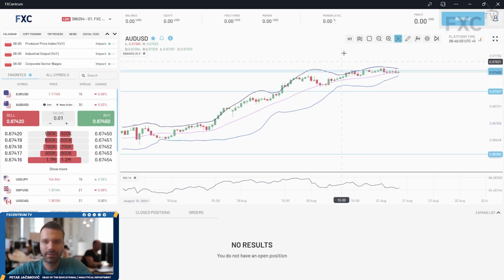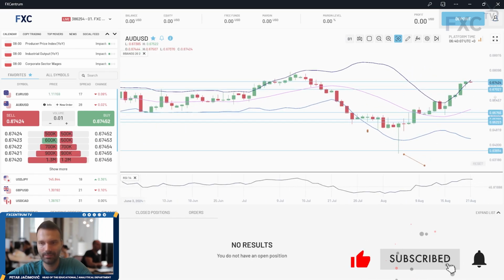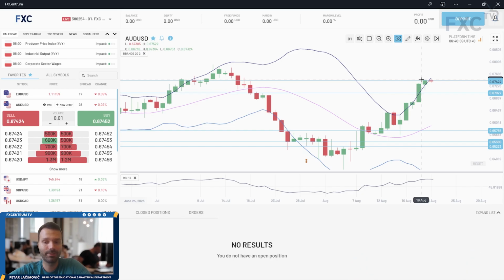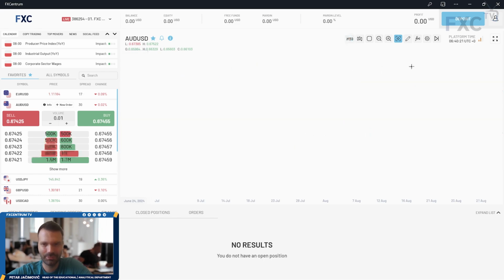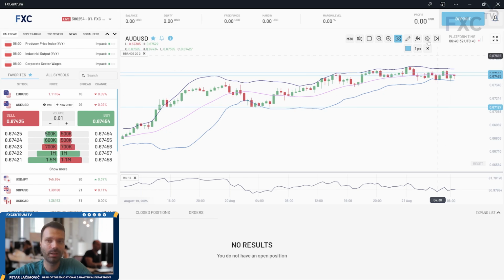On Australian dollar versus US dollar, the market is really trading around the upper Bollinger Band. Similar situation to the euro dollar, we have an extreme situation. We have two closes above the upper Bollinger Band, so we might see the rotation or consolidation at least on the Australian dollar versus US dollar. An eventual break of the 0.6730 can be a good sign for the drop towards the 0.6712.